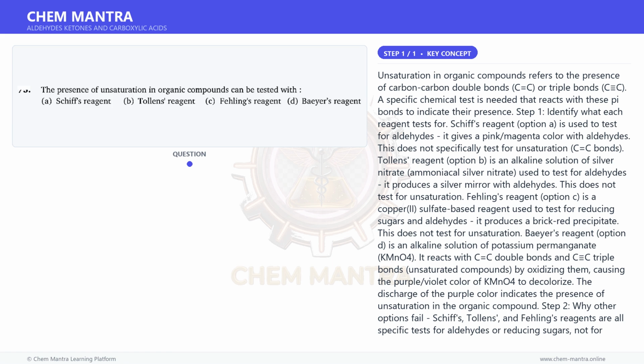Fehling's reagent, option C, is a copper(II) sulfate-based reagent used to test for reducing sugars and aldehydes. It produces a brick-red precipitate. This does not test for unsaturation.